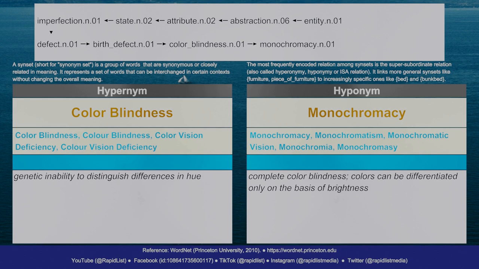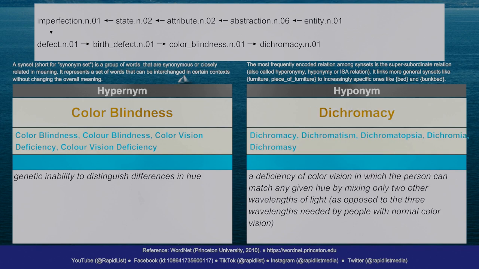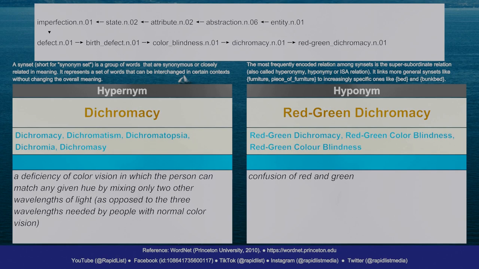Monochromacy. Complete color blindness. Colors can be differentiated only on the basis of brightness. Dichromacy. A deficiency of color vision in which the person can match any given hue by mixing only two other wavelengths of light, as opposed to the three wavelengths needed by people with normal color vision. Red-green dichromacy. Confusion of red and green.